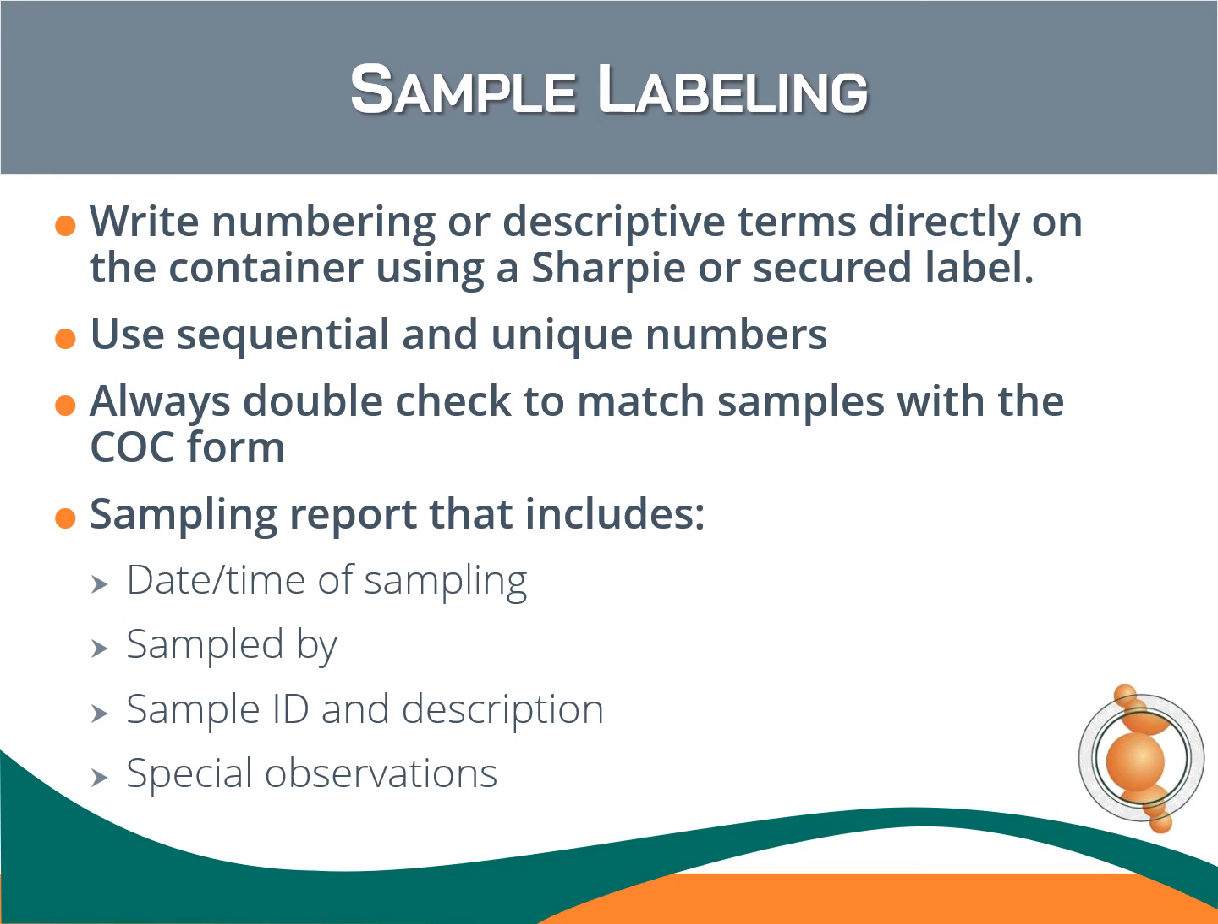While labeling samples, write numbering and/or descriptive terms directly onto the sample container or bag using a Sharpie or secured label. Use sequential and unique numbering for each sample. Numbering and descriptions on the physical sample must match the chain of custody form. Verify your chain of custody form to be sure that these match.